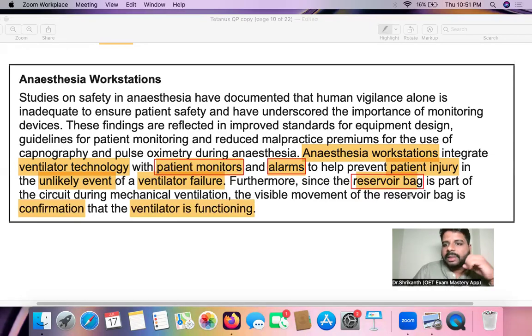Now you see, the reservoir bag is also part of the mechanical ventilation. The visible movement of the reservoir bag is confirmation that the ventilator is functioning properly or not. Now see, there are three different ways in which we can determine if this is working effectively or not. So maybe let's just highlight it over here.